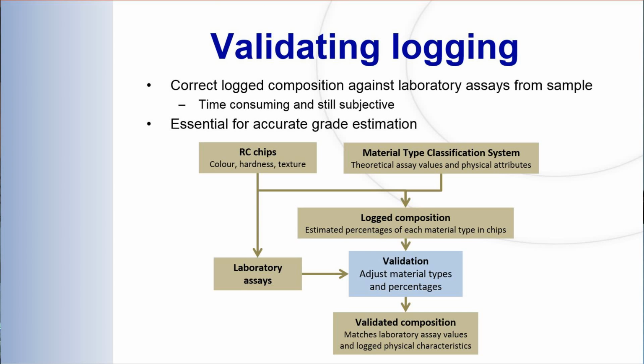Just to summarise the process, we have the material type classification system in the top right. We log the RC chips in terms of those material types. The second sample goes down the left-hand side and that's sent off for assaying. And then we have this validation process here in which the material types that have been logged and their percentages are adjusted such that we match both the lab assays and the physical properties of that logged composition. So what I'm going to be talking about here is this validation step.